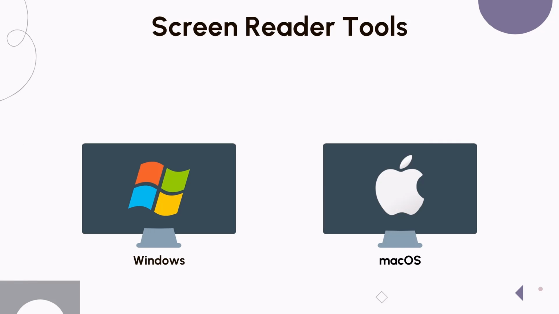To test screen reader compatibility, we use different tools depending on the platform. Some screen readers come built into the operating system, while others are third-party applications designed specifically for accessibility testing. The choice of tool depends on the device and software being tested. In the upcoming videos, we will demonstrate how to use these tools effectively across different platforms.